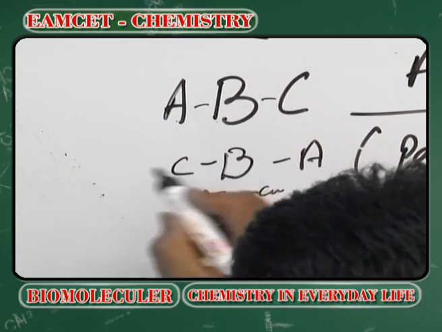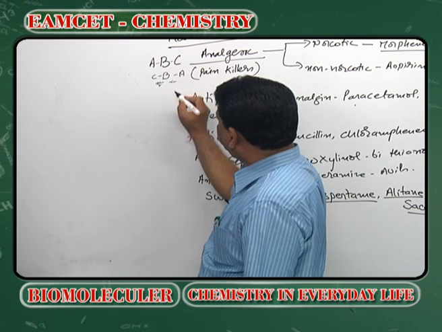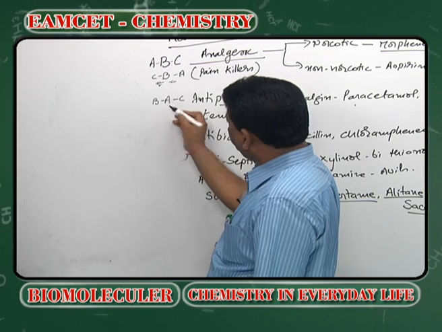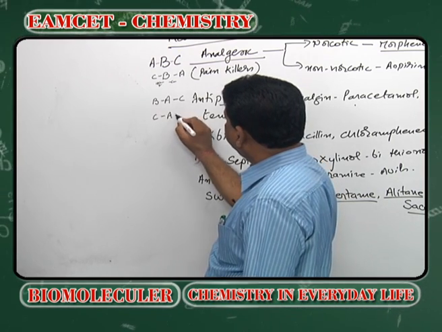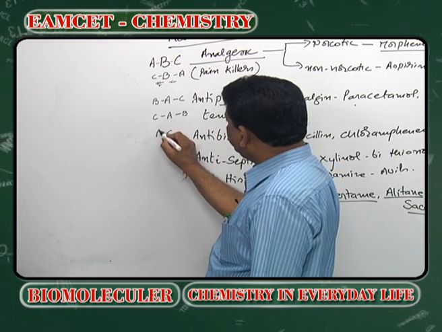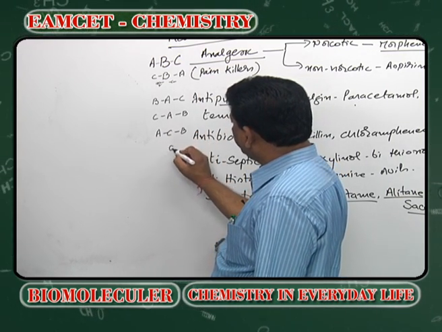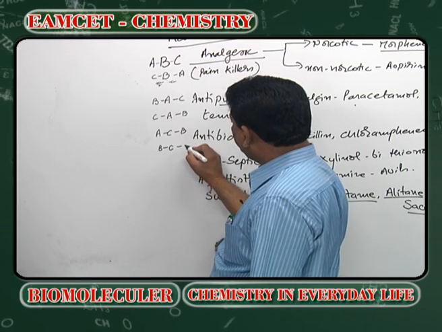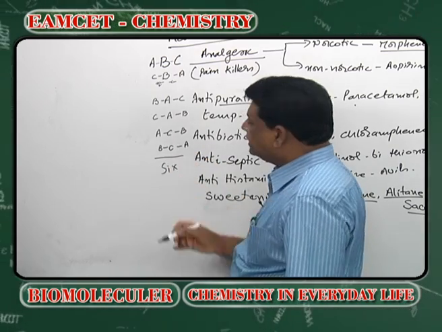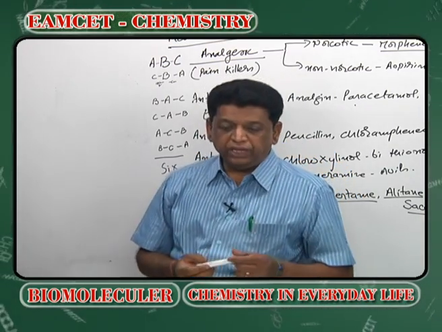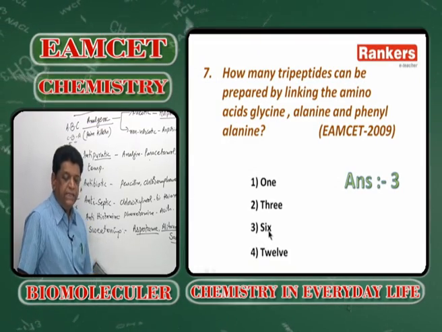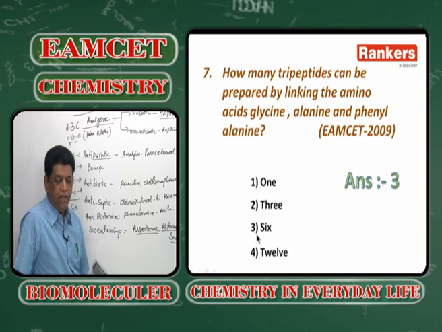B-centered gives two tripeptides, A-centered also, A with one side B, one side C. Now you can have A with C and B. So, A-centered 2, B-centered 2, C-centered also 2, you can have A and B and B and A. Totally, 2 plus 2 plus 2, total 6 different tripeptides can be prepared out of 3 different amino acids. If it is given, you can go for the 6 sets of tripeptides you can prepare. That is the answer.